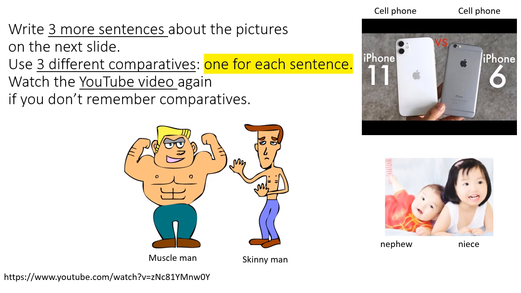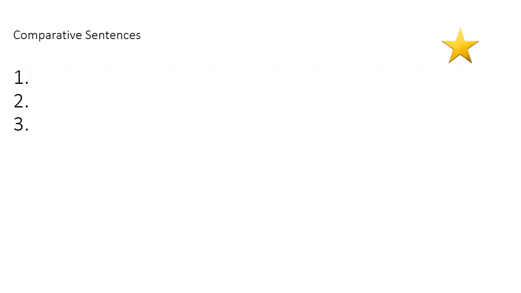So in one picture, we have 2 cell phones that you will compare. So you will find something to compare. And then we have a nephew and niece in this picture. And then in the third picture, we have a muscle man and a skinny man. So you will write a sentence using a comparative. You can write your sentences right here.